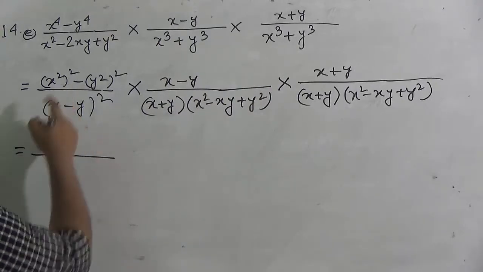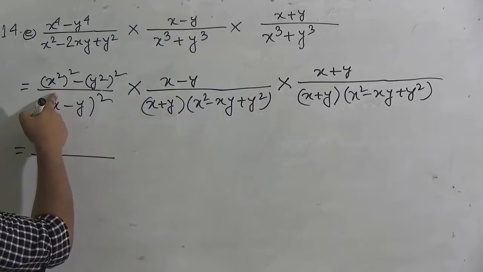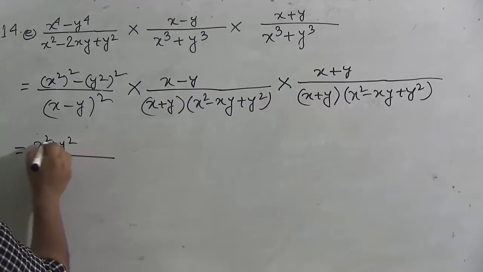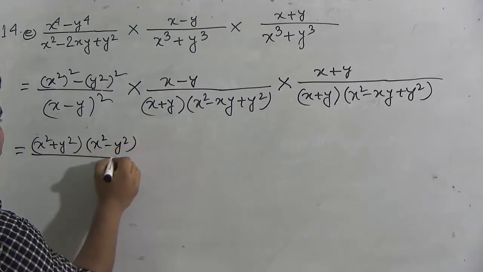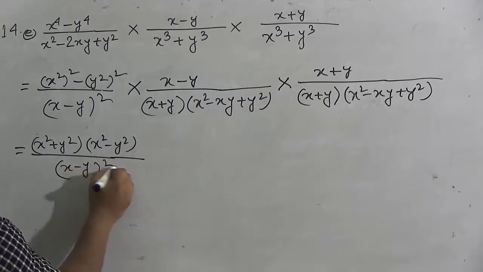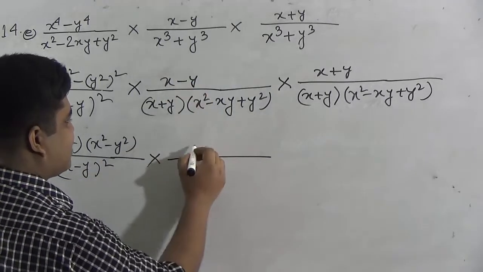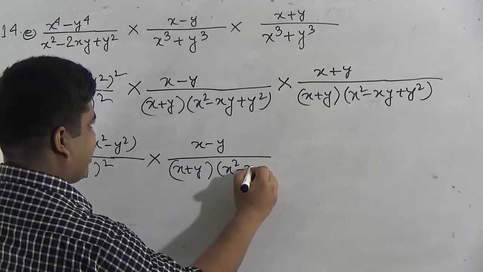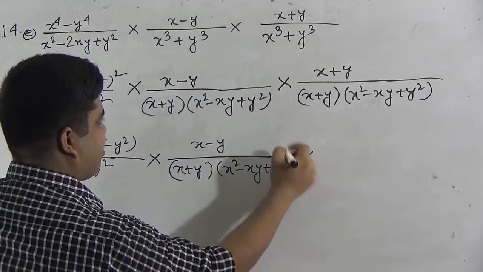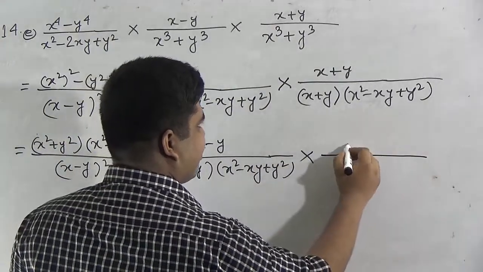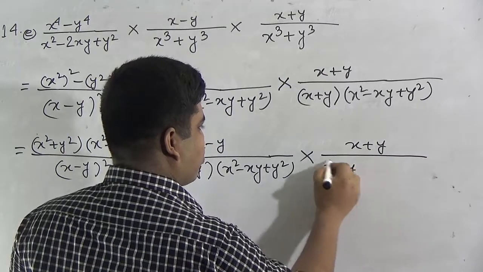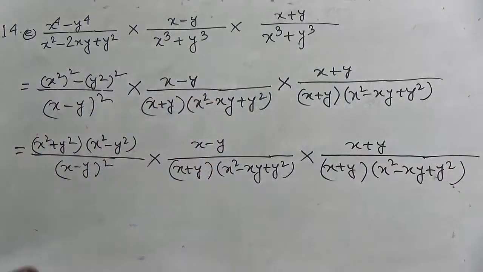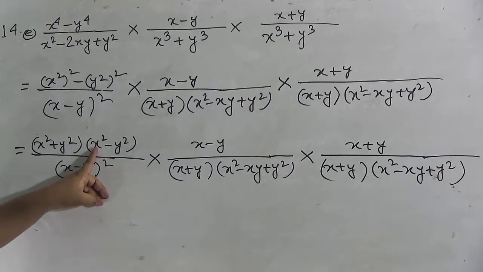Now we write the numerator of the first fraction. Here the expression is in the formula a square minus b square. So we write x square plus y square and x square minus y square, divided by x minus y whole square, multiplied by x minus y, and x plus y, x square minus xy plus y square. We have already resolved the third fraction, that means x plus y, x plus y, x square minus xy plus y square. Next, again we notice that there is another formula, a square minus b square.